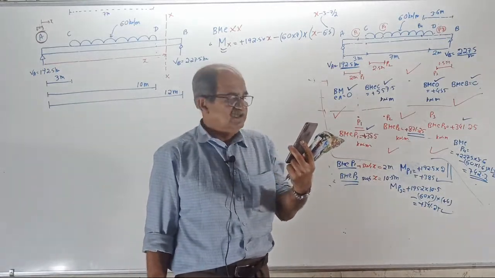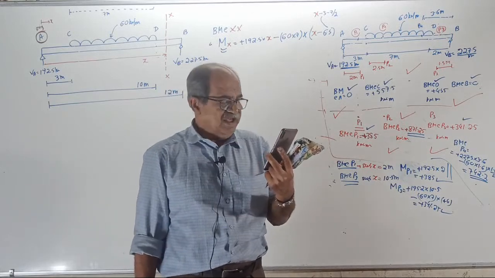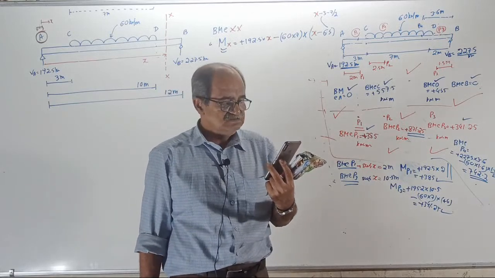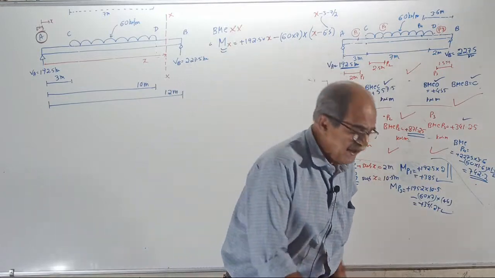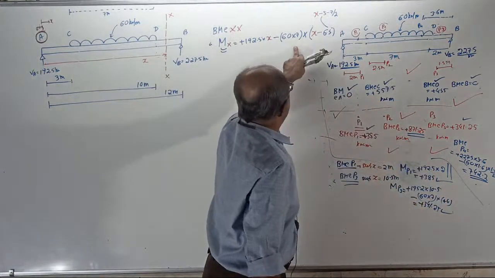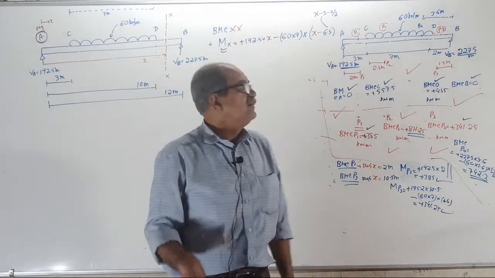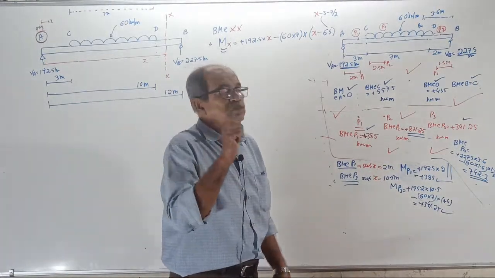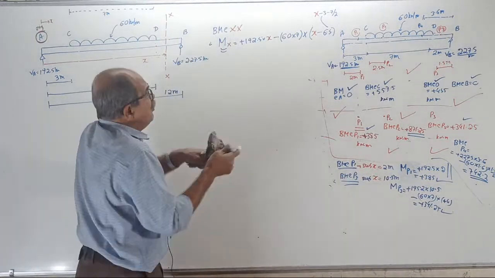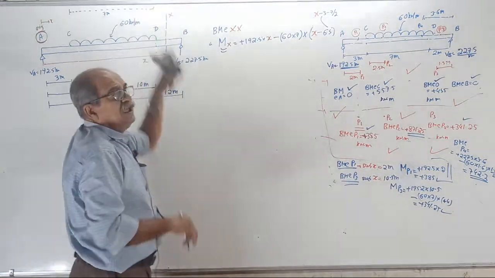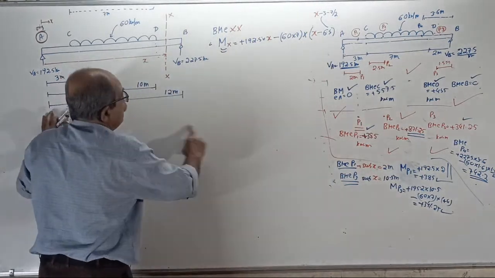In the SFD BMD class, where the UDL is there, in that portion, the BM variation is what? It is not linear. It is parabolic of second degree. Therefore, a wrong equation and its integration, whatever you get, will not give the correct result. So, what to do? I already told you, I will give homework for you later.